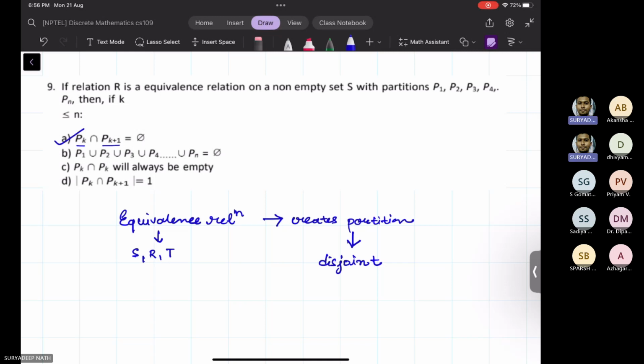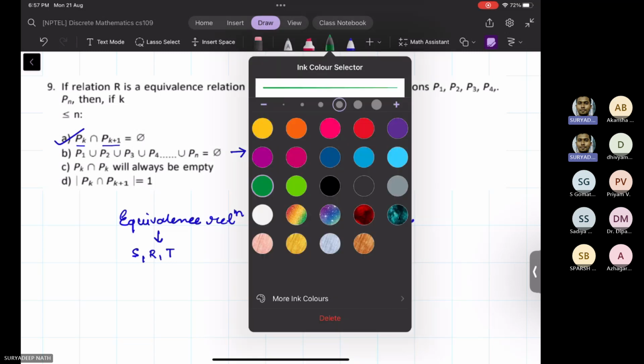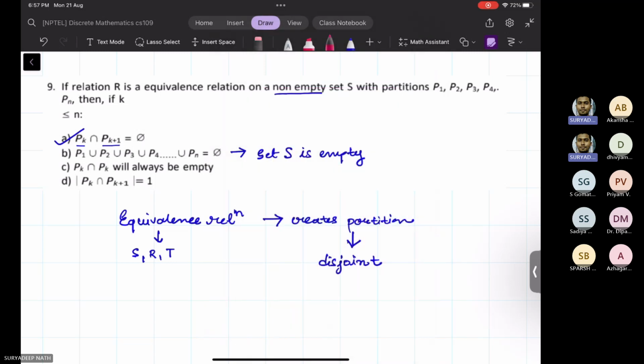Coming to the second one, P1 union P2, P3, P4 up to Pn is empty. This implies that set S is empty, but we have been given a non-empty set. Therefore, this option cannot be right. So option B is wrong.